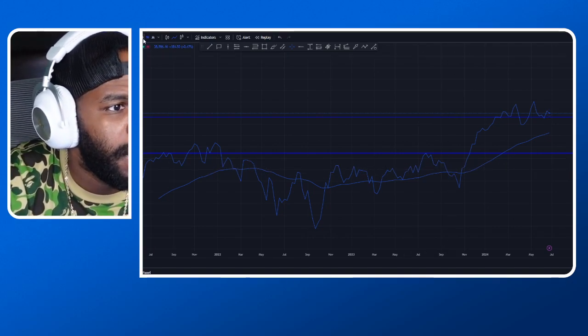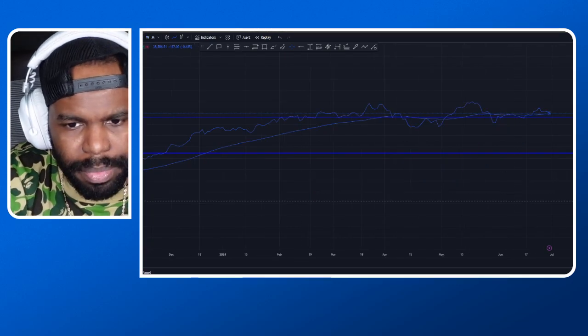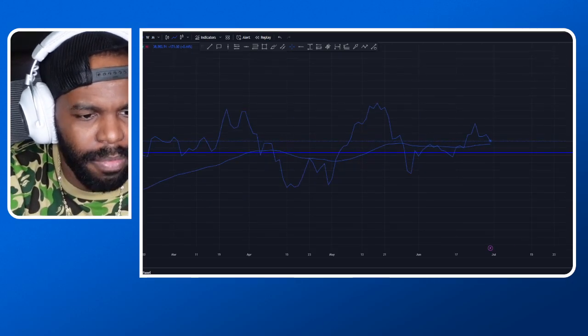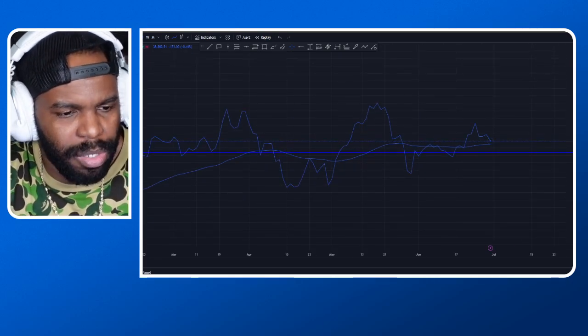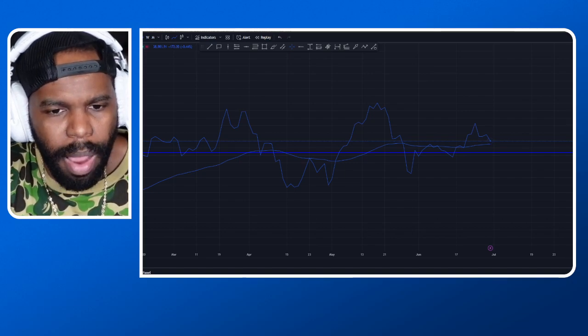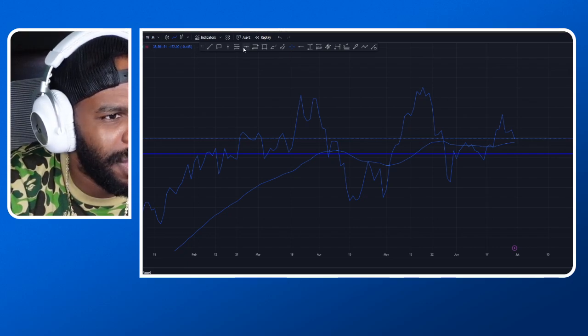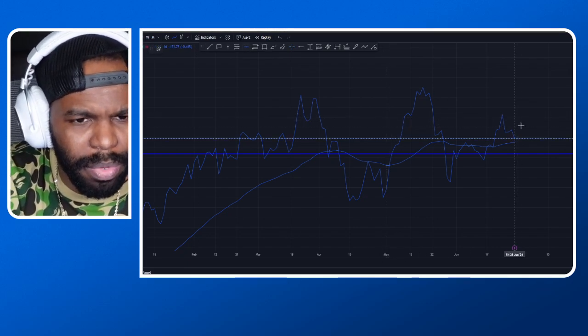Okay, and then I'll go to the daily, and then I look for more support and resistance lines. So I have weekly support and resistance, daily support and resistance, and the 4-hour support and resistance. Okay, so right now I'm on the daily chart. So now I'm looking for my daily support and resistance.